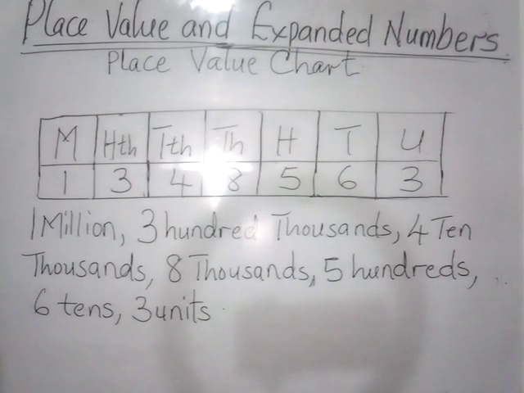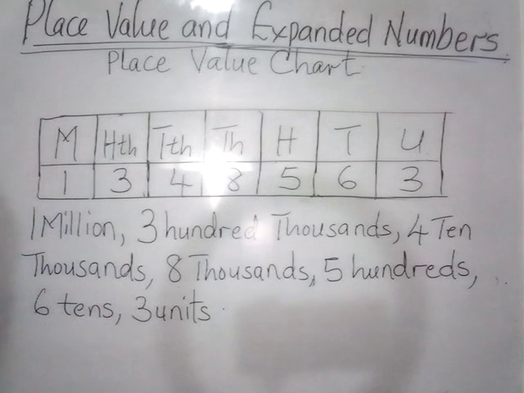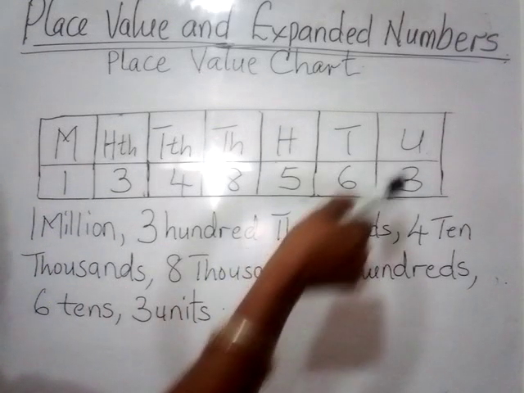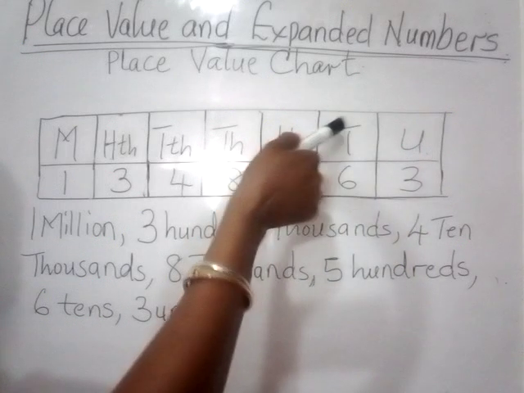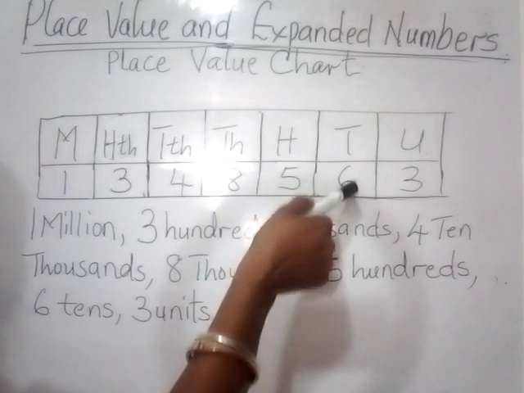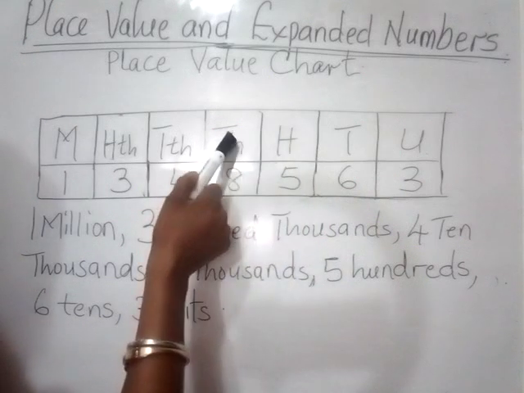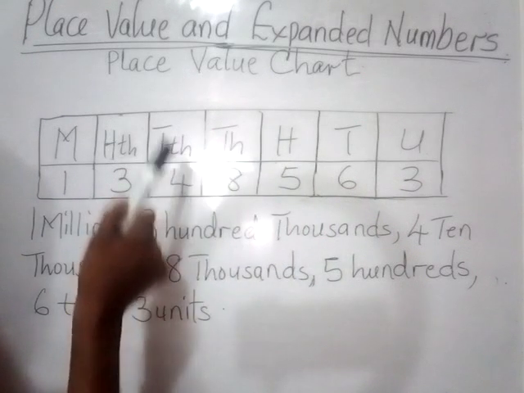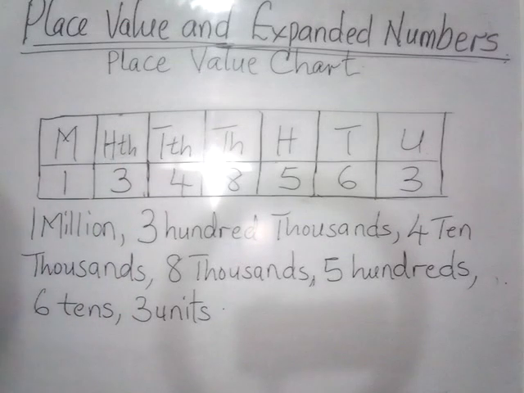Now let's take a closer look at this place value chart and the number we have here, for an example. If you look at the unit position, you have the number 3 there. In the tens position, you have the digit 6. In the hundreds position, you have the digit 5. In the thousand position, 8. Tens of thousand, 4. Hundreds of thousand, 3. And in the position of million, you have 1.